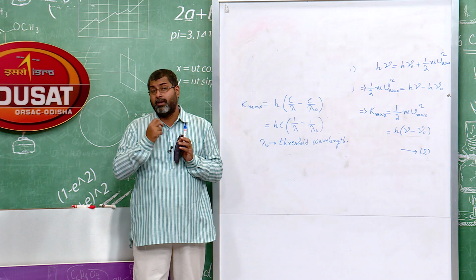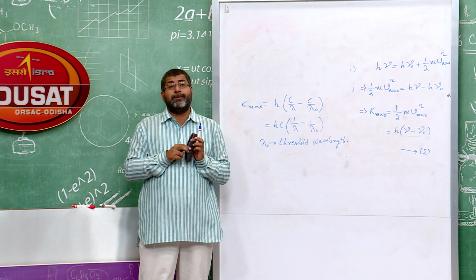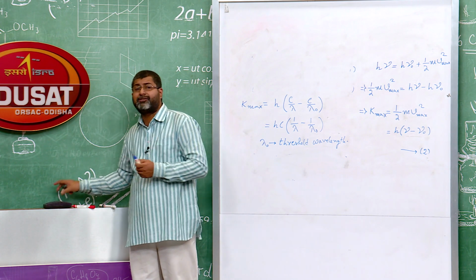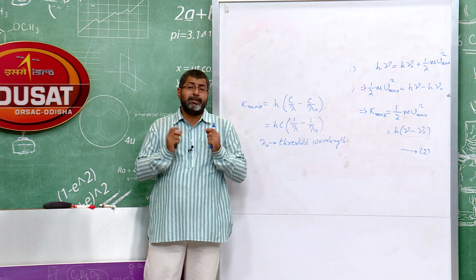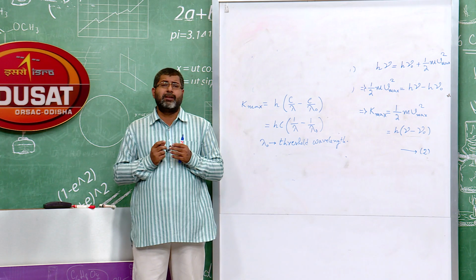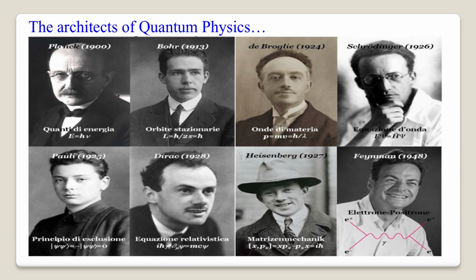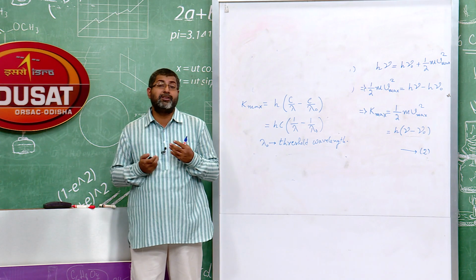Now, there is not only Einstein, there are several other architects who pioneered their thoughts and ideas to set up the stage for quantum mechanics. A few of them were Max Planck, Bohr, de Broglie, Schrödinger, Pauli, P.M. Dirac, Heisenberg, and lastly Feynman. And Feynman, what is his contribution?